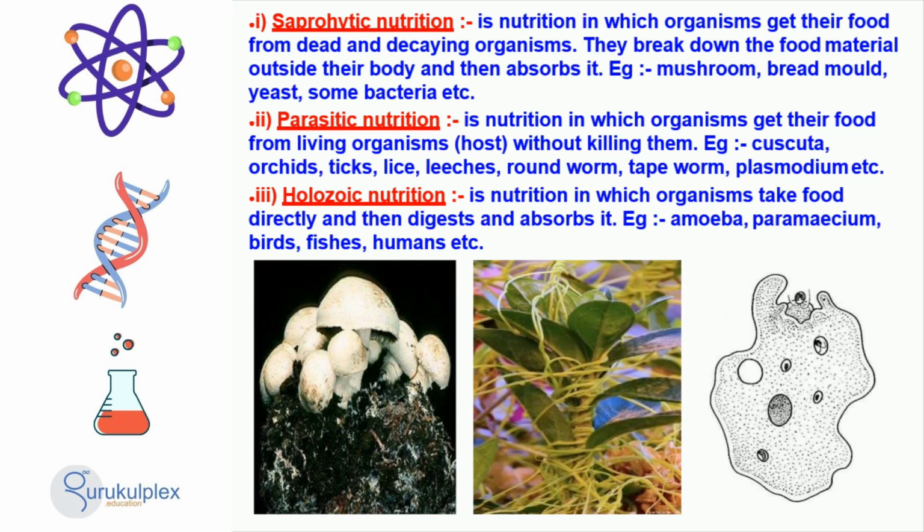Saprophytic nutrition requires obtaining food from dead and decaying organisms, such as mushrooms, bread mold, yeast, and certain bacteria. Parasitic nutrition involves getting nutrients from living organisms without killing them, like cuscuta, orchids, ticks, lice, leeches, roundworms, tapeworms, and plasmodium. Lastly, holozoic nutrition involves organisms taking their food directly and digesting and absorbing it, like amoeba, paramecium, birds, fishes, and humans.